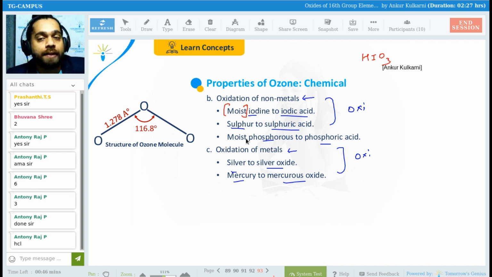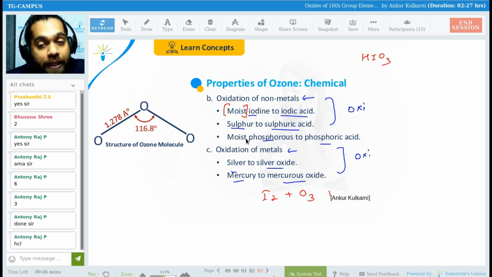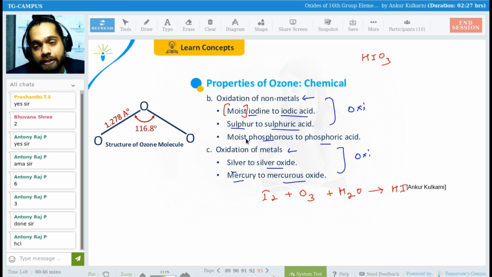HIO3 is your iodic acid. That's why I have used the word moist iodine. So iodine, if I react it with ozone, why have I written moist? Because I require H from that. So if I react it, what will I get? I will get the iodic acid.